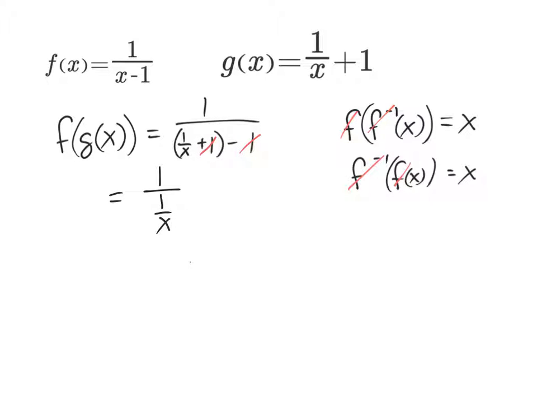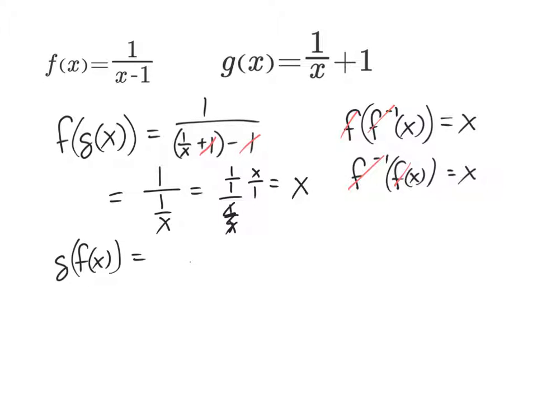Now, 1 is the same thing as 1 over 1. Now, if I flip and multiply, I end up getting x over 1, which is just x. So that way worked. Now let's try the other way. G of f of x.